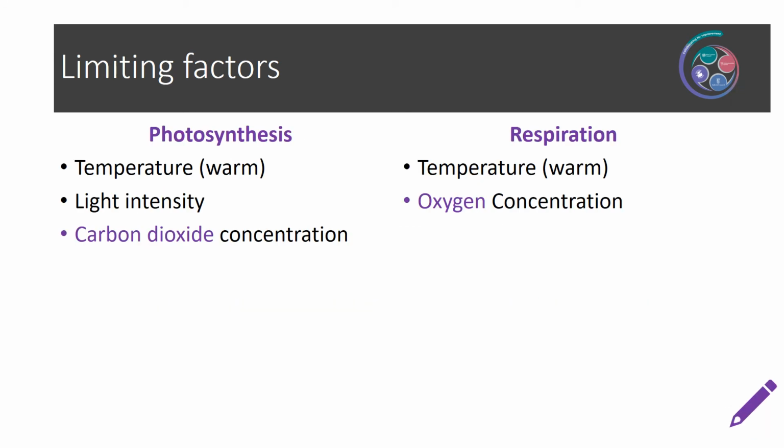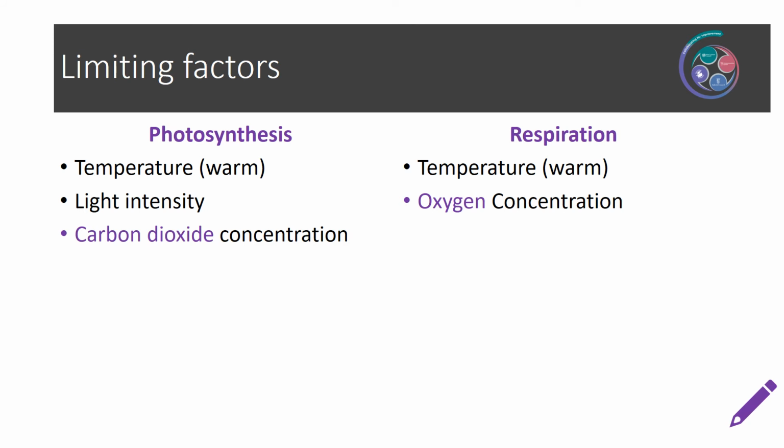So, I'd like you to take a note of the following slide. Now, we talked about photosynthesis and its three limiting factors. We talked about how the temperature needs to be warm. There needs to be enough light for the plant to be able to undergo photosynthesis. And it also needs this carbon dioxide concentration. So plants breathe in carbon dioxide and they need it to help them go through photosynthesis.